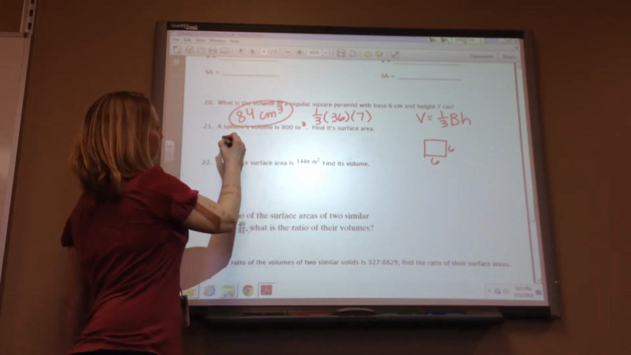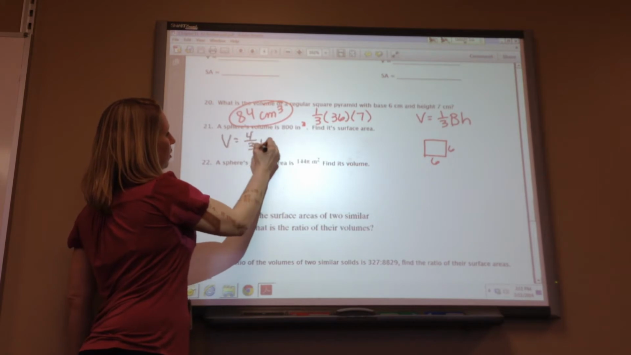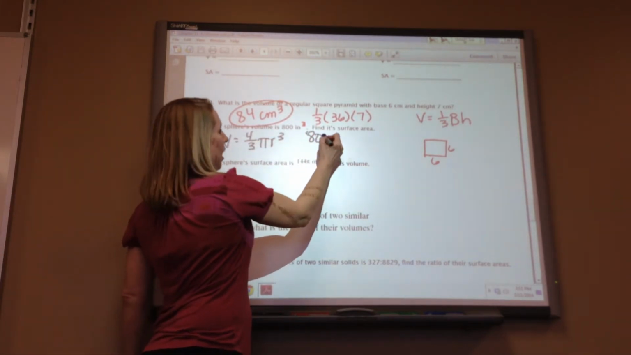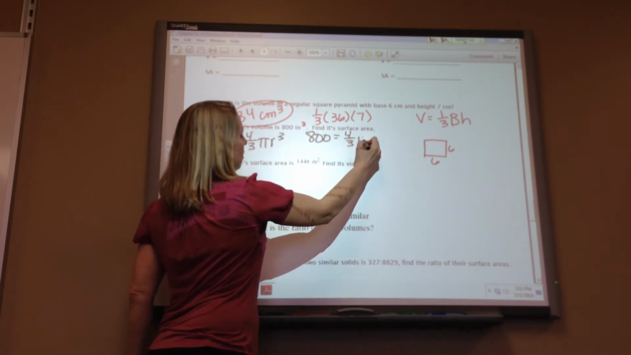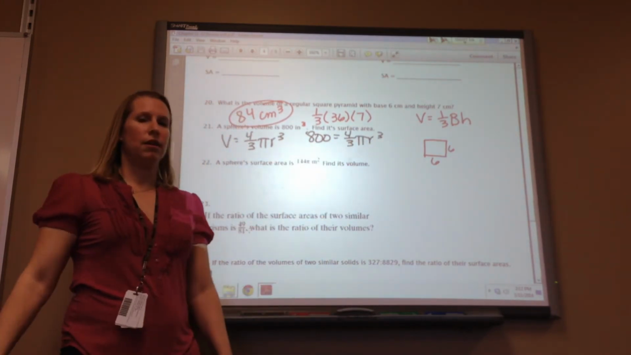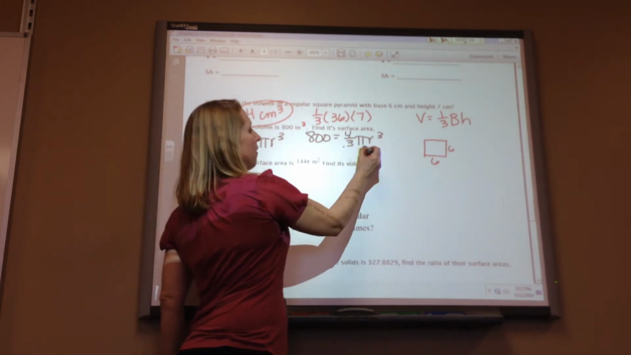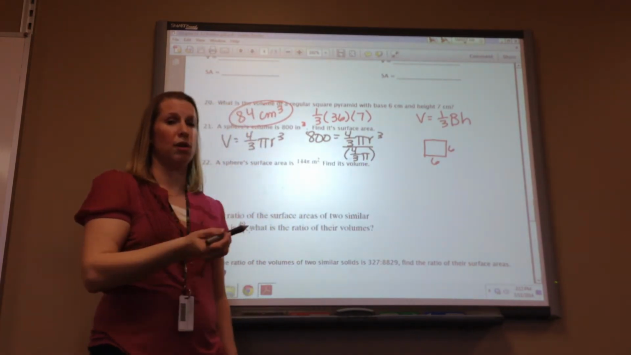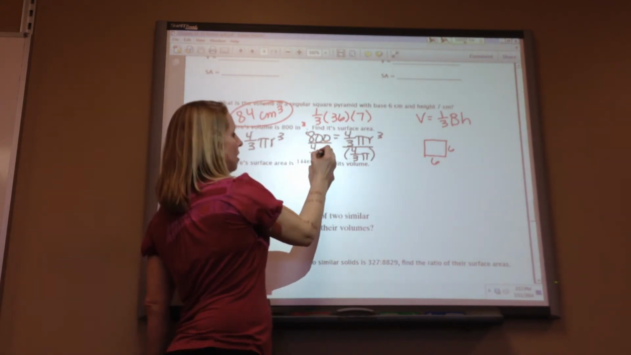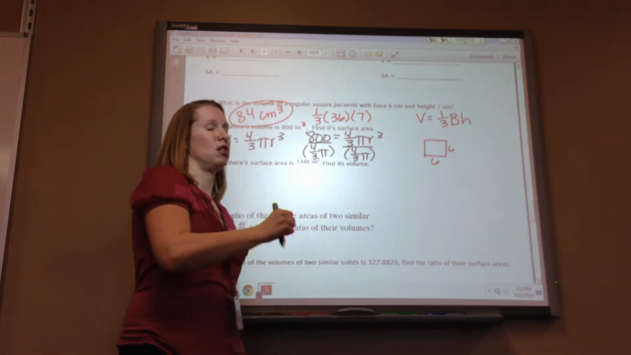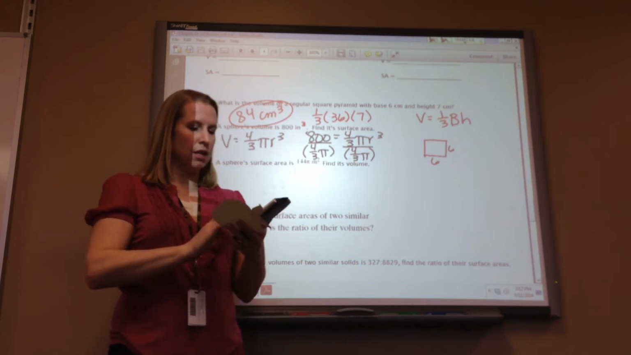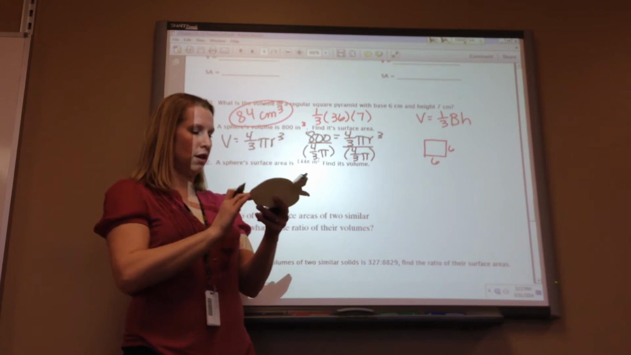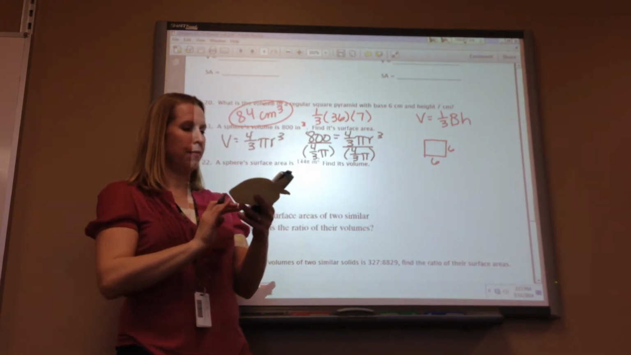So volume is 4/3 pi r cubed. So we know the volume's 800. 800 equals 4/3 pi r cubed. So we need to divide both sides by 4/3 pi. If you do it this way, make sure that you put the 4/3 pi in parentheses, so your calculator knows to divide by that whole quantity. So 800 divided by, in parentheses, 4/3 pi.